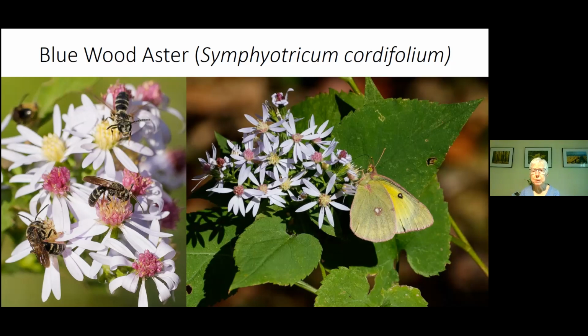Let's see, what else do I want to say about this? Blue wood aster is also called heart-leaved aster because of the heart-shaped leaves that they have. And again, you'll see butterflies, bees, flies, all kinds of pollinators visiting these flowers. And this was taken about the very end of October. So you can see even in my shade garden, I was still getting butterflies as pollinators, and the flowers are still blooming.